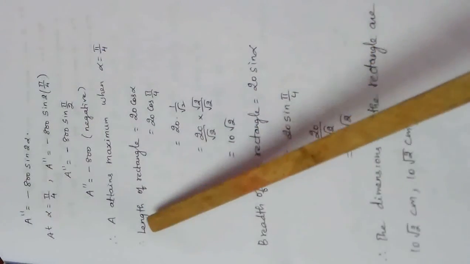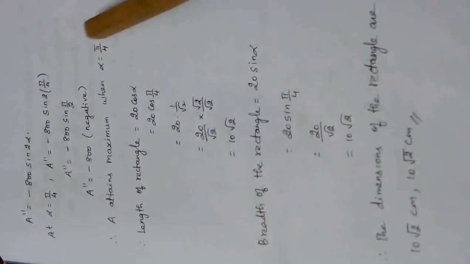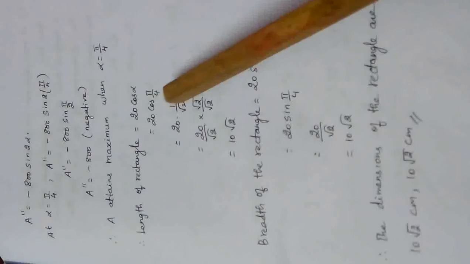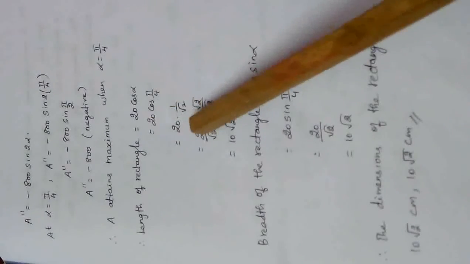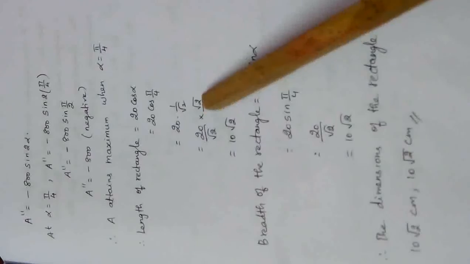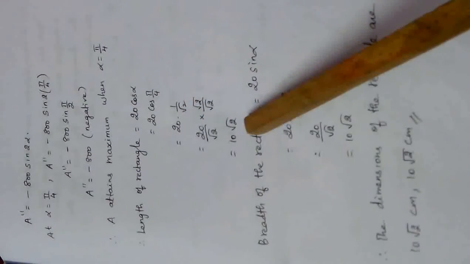Now we will find the dimensions. What is the length of the rectangle? 20 cos alpha. What is alpha now? Pi by 4. 20 into cos 45, which is 1 by root 2. So 20 by root 2, multiply and divide by root 2. Root 2 into root 2 becomes 2. 20 gets cancelled. 10 root 2 is the length of the rectangle.